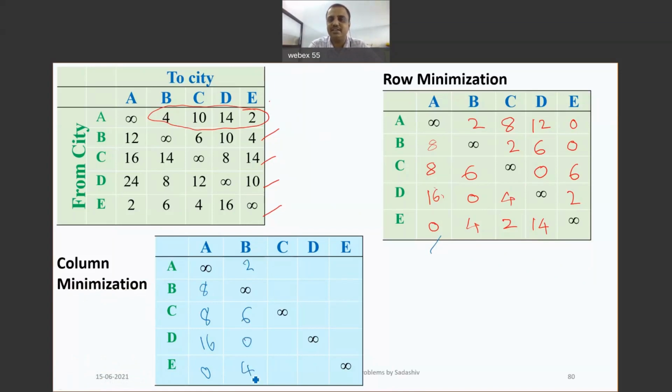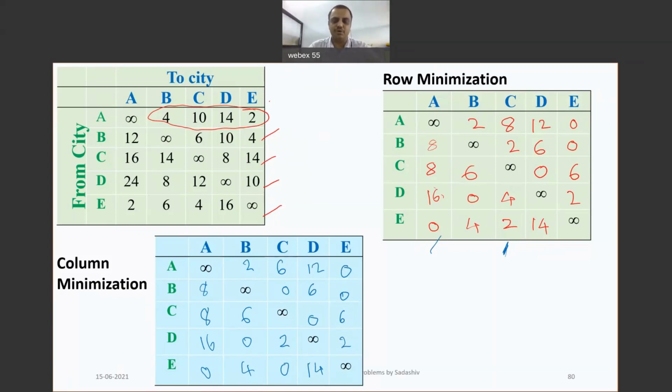just write that. The third column doesn't have a 0, so the minimum number is 2, then 6, 0, 2 and 0. In the fourth column there is a 0, so no need to change the value, just write it as it is. The last column also has zeros, so just do it. Okay, now go for the assigning.